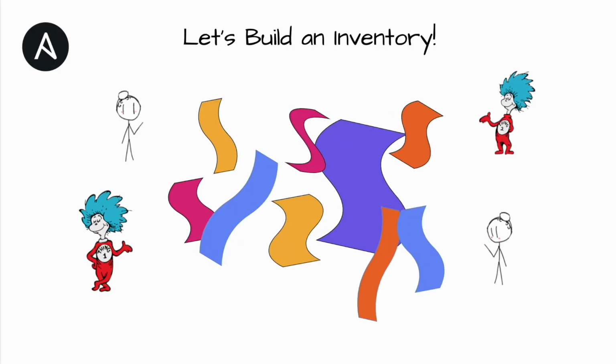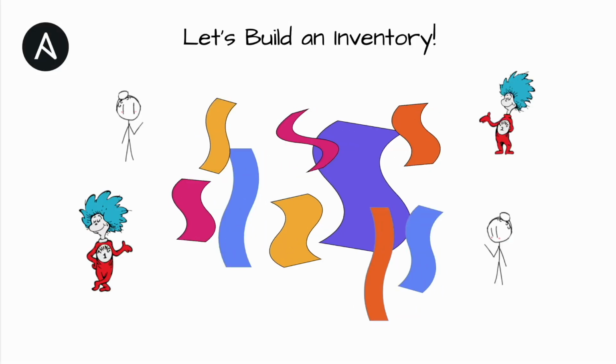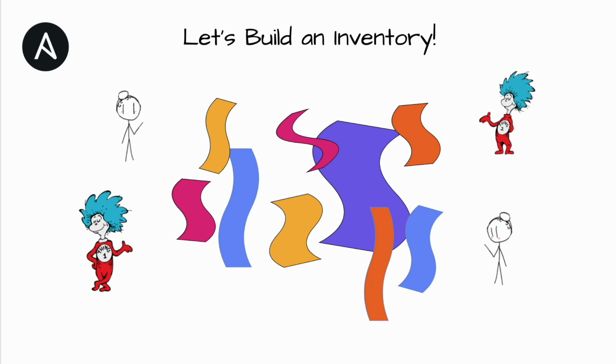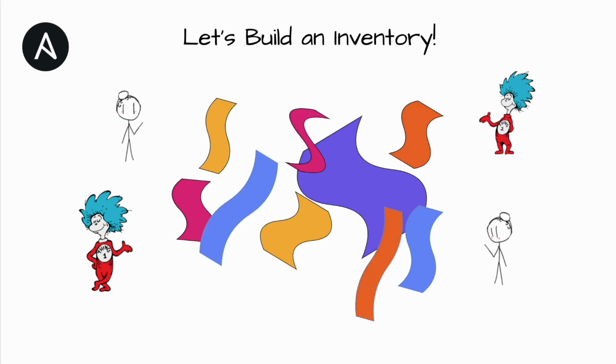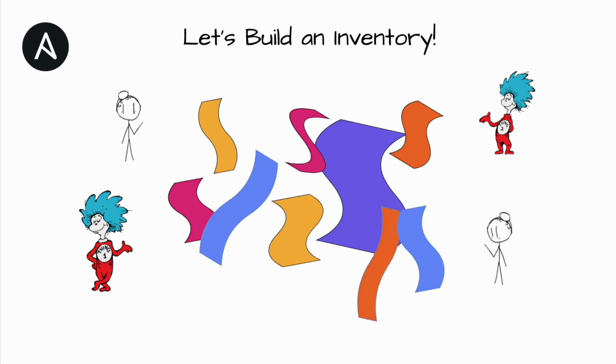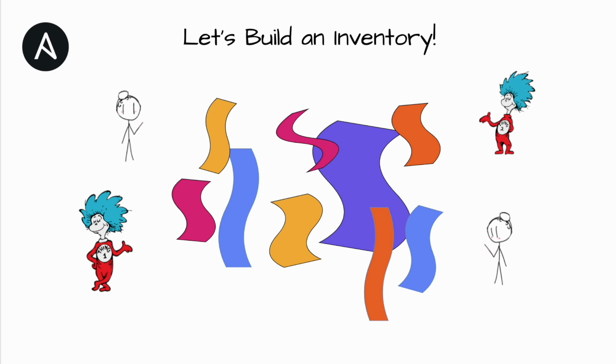Let's build an inventory. Inventories come in all shapes and sizes. The Ansible inventory structure is incredibly flexible. You can build the inventory in almost innumerable ways. Since this series is focused on the checkpoint APIs, I'm going to limit everything to that perspective. However, you can expand this to other things if you like.